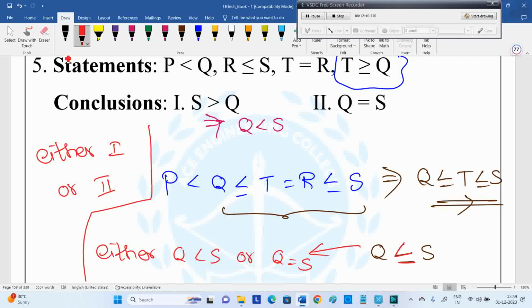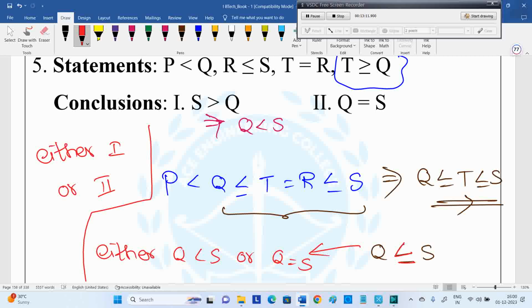First one Q less than S, second one S equal to T. Or okay, let's take P equal to S, let it be okay. Fine, I am giving the first conclusion Q less than S, and the next one is P equal to S. Then this is the problem: only one follows is wrong, neither is also not.